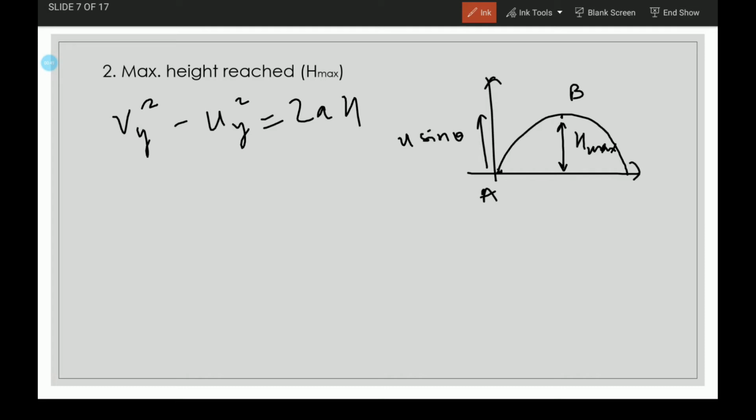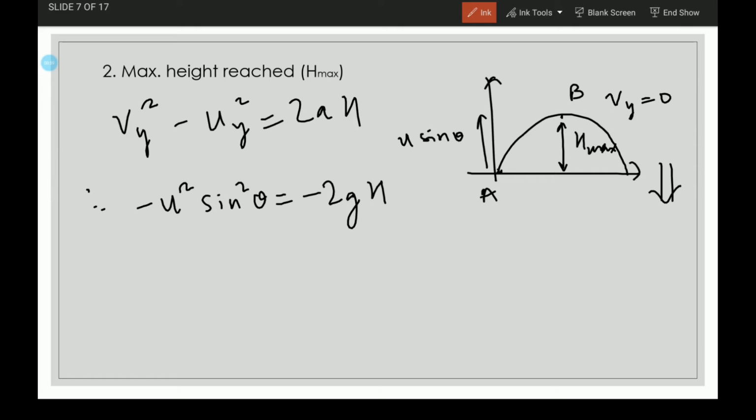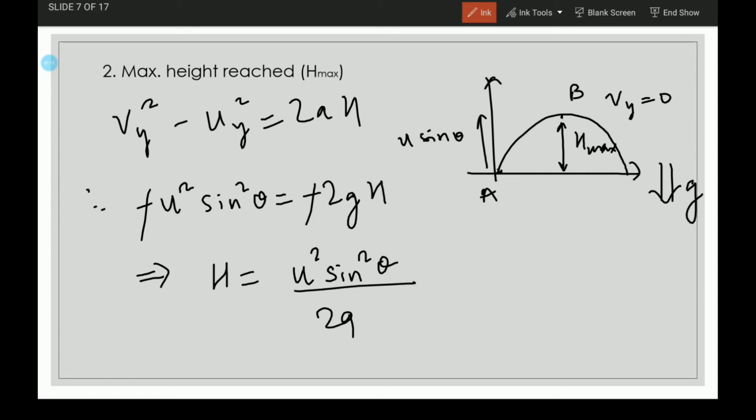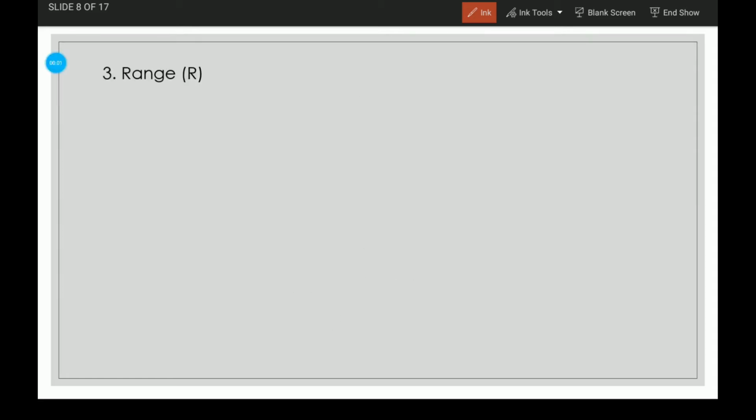H is h max. Now since the final velocity vy is 0, therefore, minus u square sine square theta is equal to minus 2gh. Why minus? Because the acceleration due to gravity acts downwards, and we have seen it in the sign convention part. So the minus signs get cancelled, and you are left with h is equal to u square sine square theta by 2g. Number 3, the range.